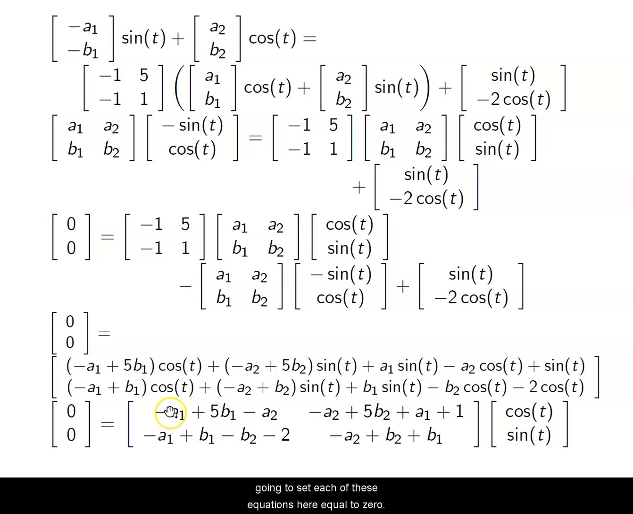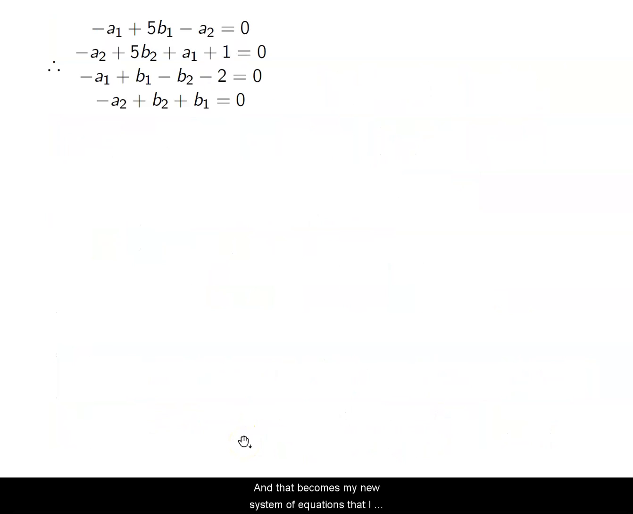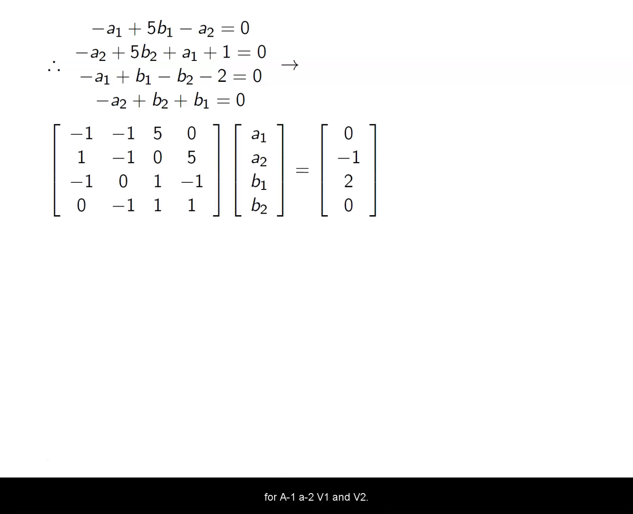So I'm going to set each of these equations equal to 0, and that becomes my new system of equations that I need to solve. Okay, so I need to solve for a1, a2, b1, and b2, right? So this is my system of equations. All of my a1 stuff is here, all of my a2 stuff is here, all of my b1 stuff is here, all of my b2 stuff is here.